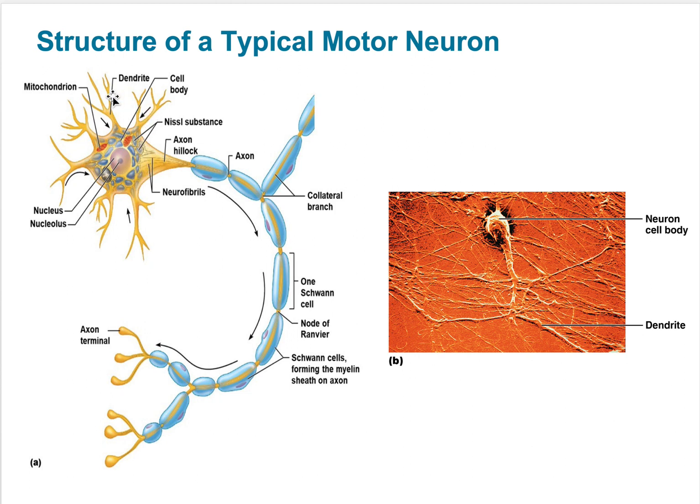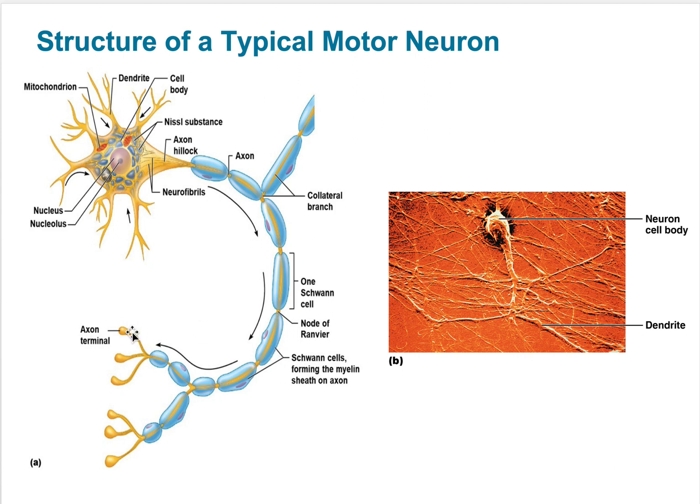And then all of these little extensions that are coming off the cell body here are called dendrites. And then usually you have the one long tail that's coming off. This is called the axon. Okay, it is surrounded by what we call the Schwann cells. These are just fatty insulating cells. They allow nerve impulses to be transmitted quicker. Okay, they help to insulate the axon.